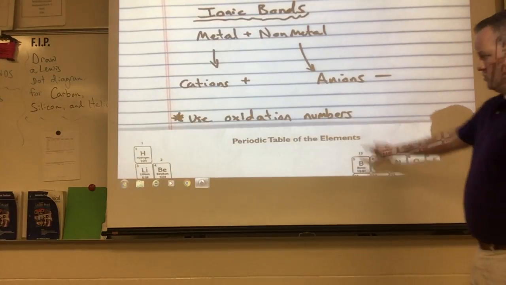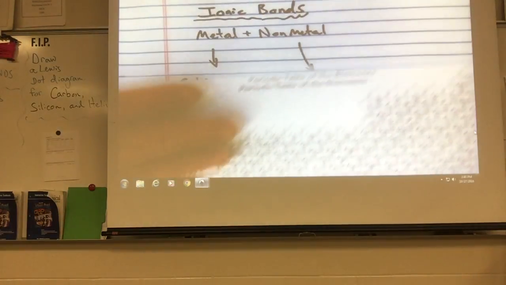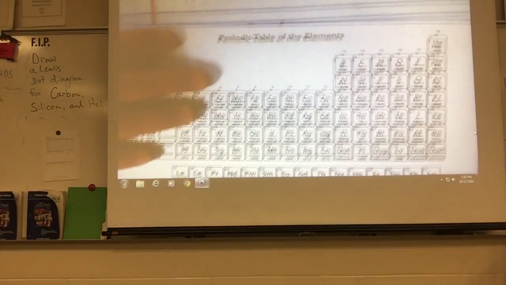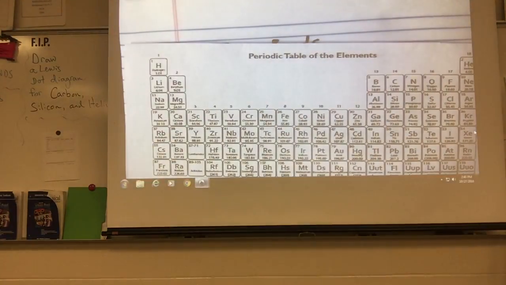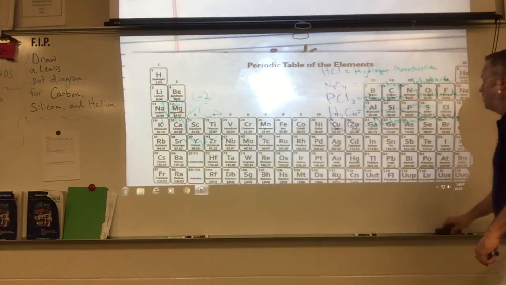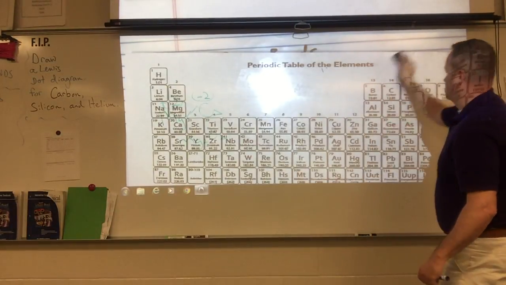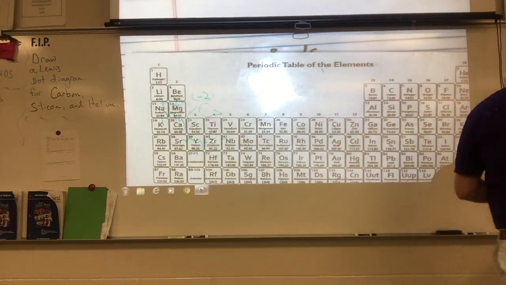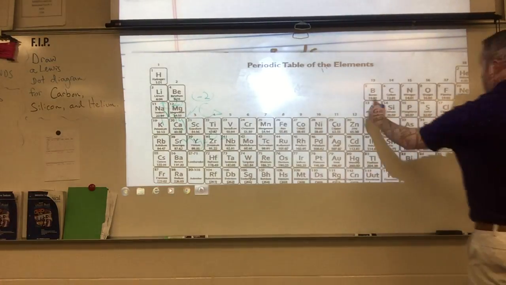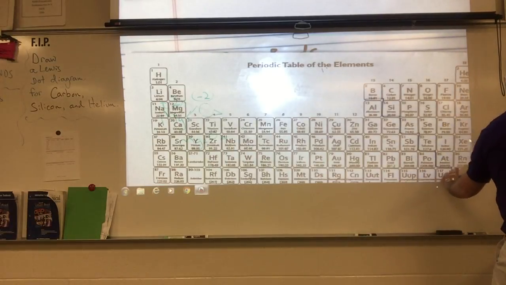To do this, we need to make sure we're using the oxidation numbers. We get those from the periodic table. So looking at the periodic table, remember that we need to show what the oxidation numbers are of all the elements. Okay? So I'm going to go ahead and separate the metals from the nonmetals with our line.